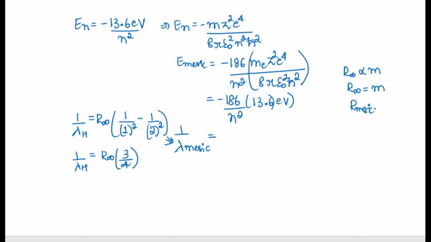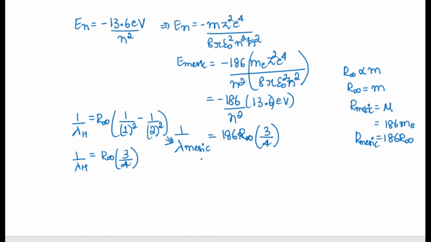So for the mesic atom, it will be mu. So what is this mu? Mu is nothing but 186 times the mass of electron. So 186 times R infinite, can I write R mesic, which is equal to 186 into R infinite. Yes, so it will be R mesic. I can write it as 186 into R infinite into 3 by 4.